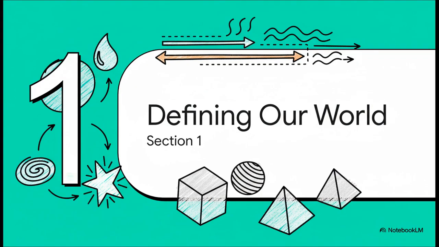Before we can get to the really cool stuff, we need to learn the language. So this first section is all about getting the basic toolkit down. These are the concepts we'll use to describe, well, pretty much everything in the universe, from a single drop of water to a giant star.